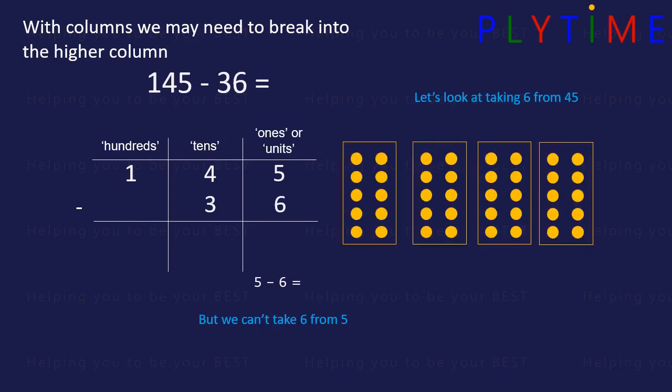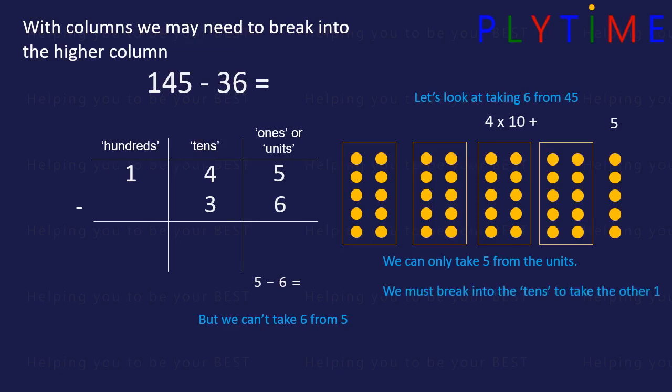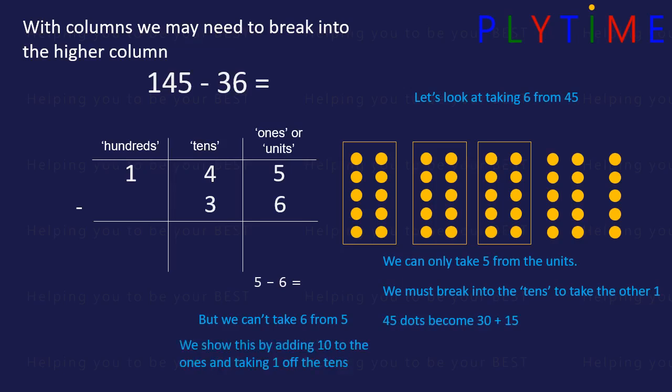We have 40, or 4 tens, and 5 ones. 45. We can only take 5 from the units. We need to break into another 10 to take the other one. So 45 becomes 30 plus 15, or 3 tens and 15 ones. In our columns, we add 1 ten to the ones and we take 1 off the tens. So 4 becomes 3 and the ones becomes 15.